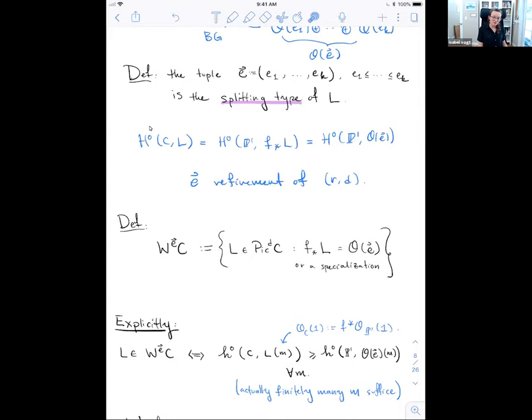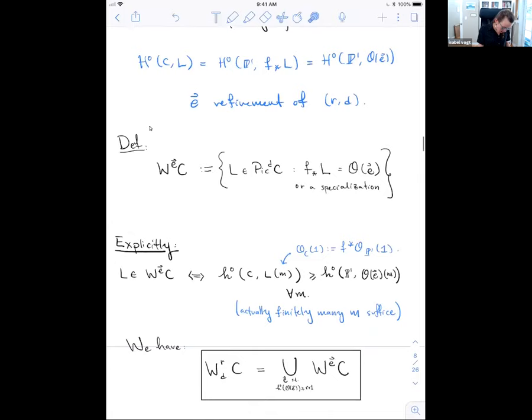The reason why this is the condition is because splitting types of vector bundles on P1 are determined by all of the conditions for how many sections they have under various twists. And actually only finitely many twists are necessary. So this locus W^E is not a determinantal locus in general anymore, but it's an intersection of determinantal loci, a usually non-transverse intersection of determinantal loci. So its geometry is much more subtle. By the refinement I said here, W^R_D of C is a union over the splitting types that have at least R plus one global sections of these Brill-Noether splitting loci, W^E of C.